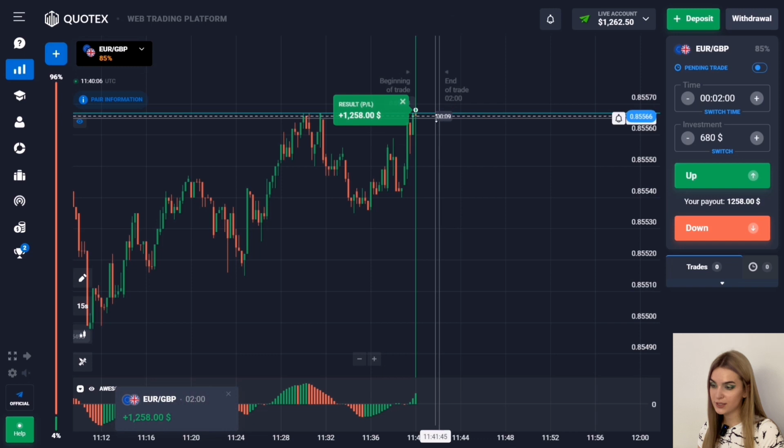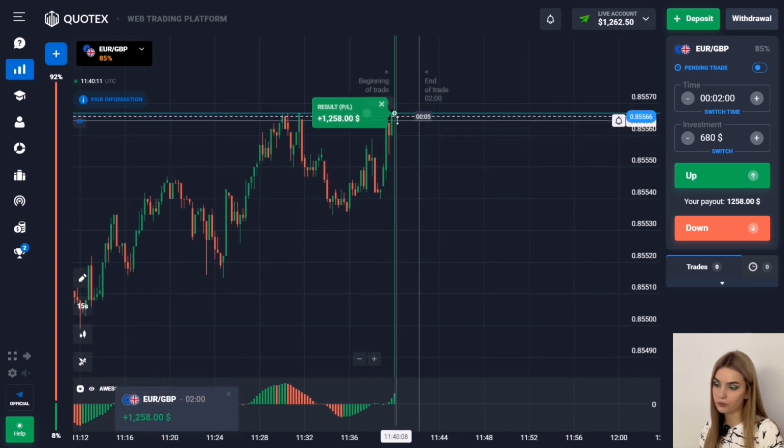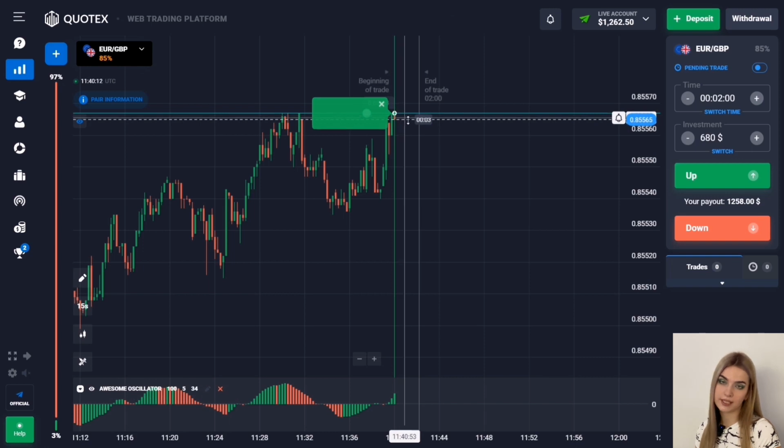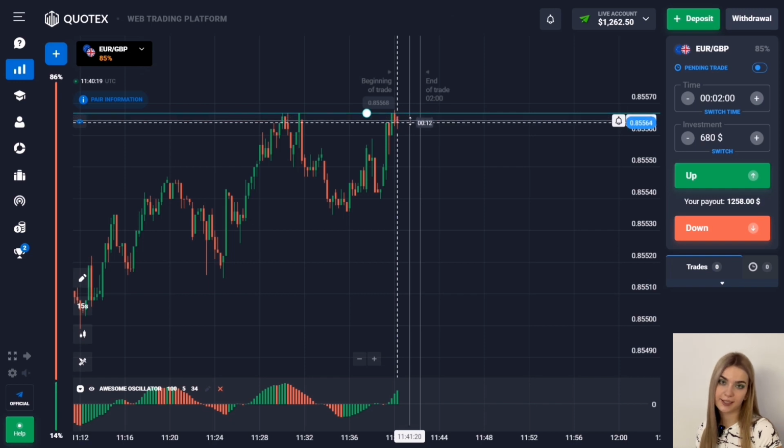Quite good, guys. As you can see, after the pullback down, the upward movement continued and we made a profit here. We managed to work with you on this upward movement, and 2 minutes here was quite enough for us, guys. So let's continue and find that situation on the market.